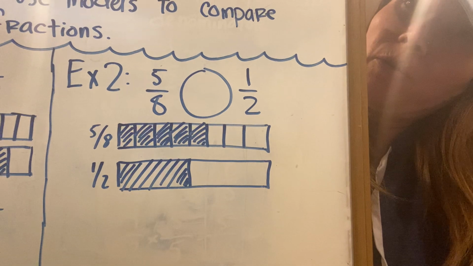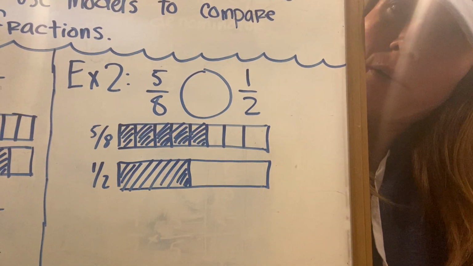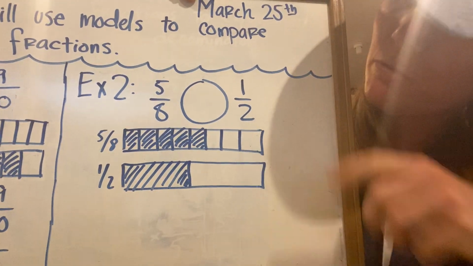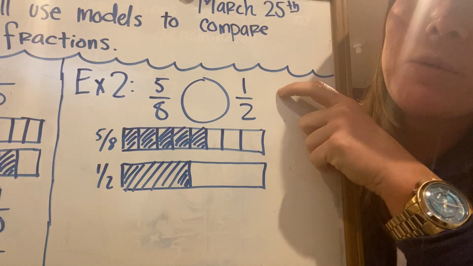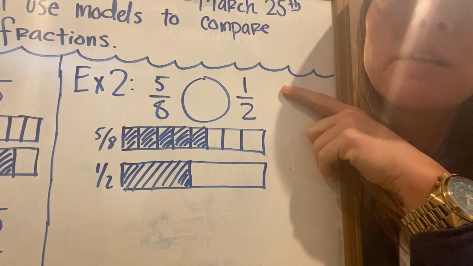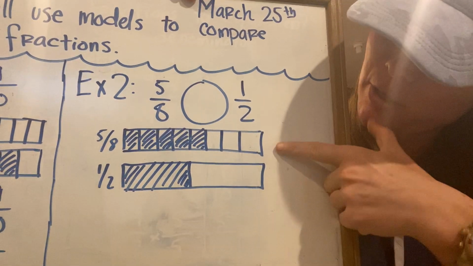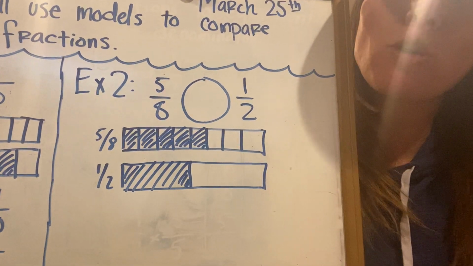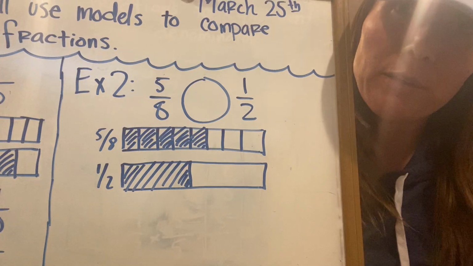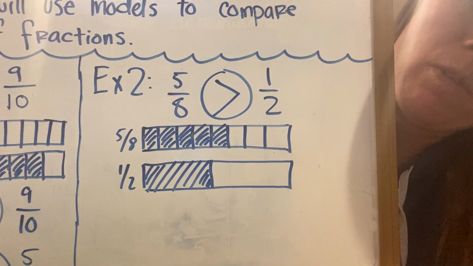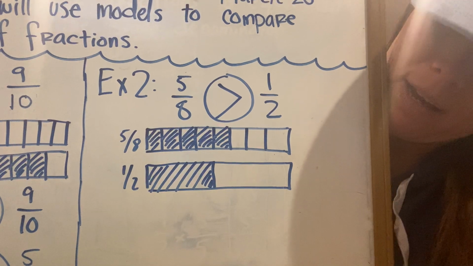Now, if you look at it, you can see which fraction is bigger, which fraction has more value, and that is 5/8. So looking at our comparison equation, 5/8 is greater than, less than, or equal to 1/2. Looking at your models, you should be able to determine that 5/8 is in fact greater, not by much, but it is greater than 1/2. So it would look like that: 5/8 is greater than 1/2.